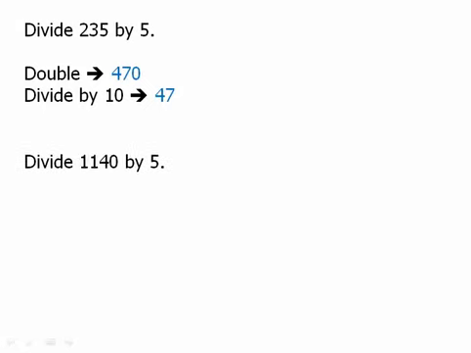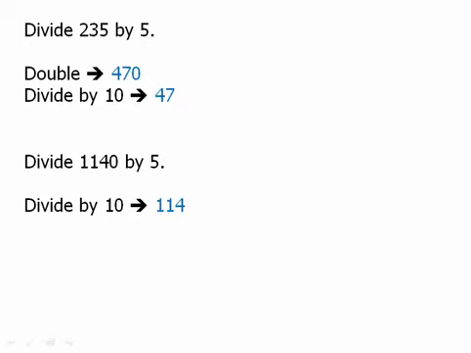Here's another one. Divide 1140 by 5. Pause the video and do this in your head. Okay, here, what I'm going to choose to do first is, because it's divisible by 10 already, I'm just going to divide by 10 just to get a smaller number. So I divide this by 10, and I get 114.